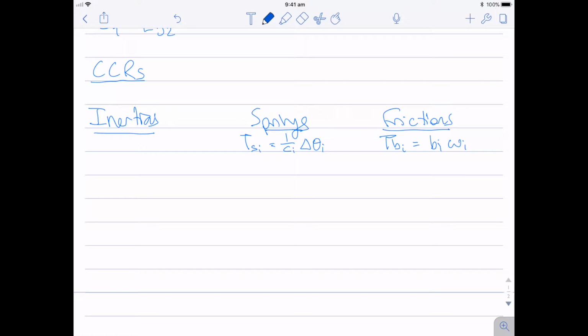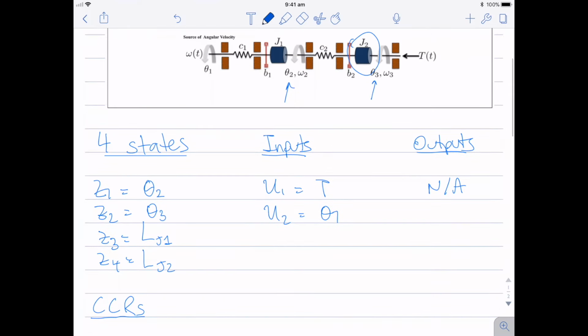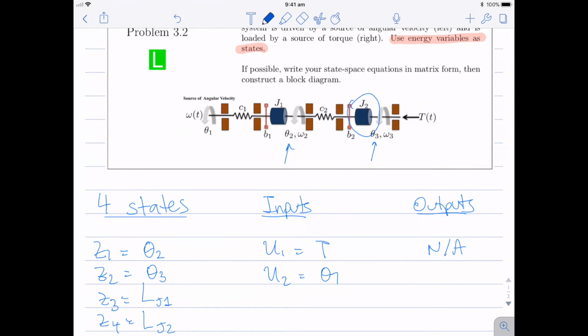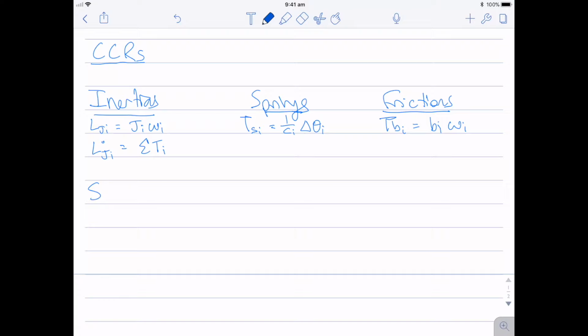Finally, for the inertias, wherever I see an inertia, L of Ji is going to be equal to Ji times omega i. So that is the inertia of that mass, of that inertia, multiplied by its angular velocity. And the derivative of that L, the derivative of that angular momentum, is of course going to be the net torque acting on that body. Alright, that's all of my CCRs. I've accounted for the springs, I've accounted for the frictions, I've accounted for the inertias. So I can now start looking at my SSRs.